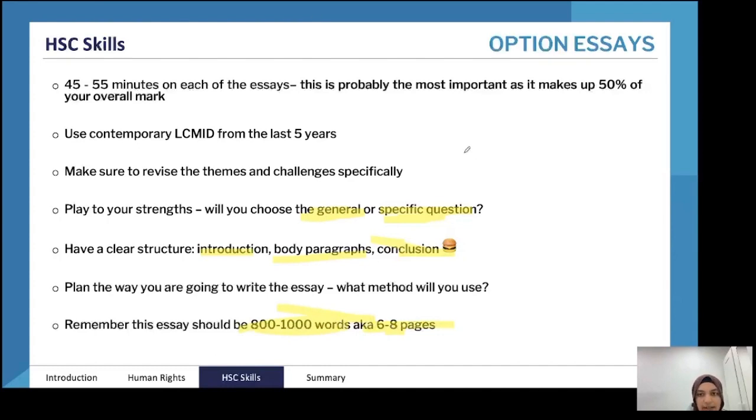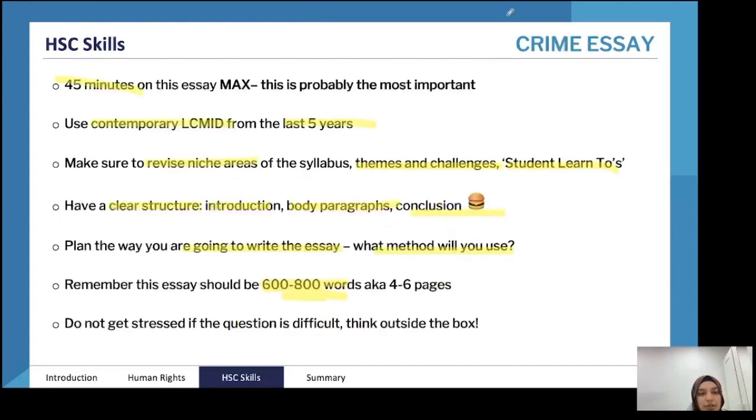So again, just a summary of both the essays. For the crime essay, about 45 minutes. Again, figure out what timings work best for you for each section. Contemporary LCMID. Remember, just a sec, I'll go back and just mention that. Look at the timing, what works best for you, but also look at what works best for you in terms of accuracy, in terms of how much time you're spending versus accuracy.